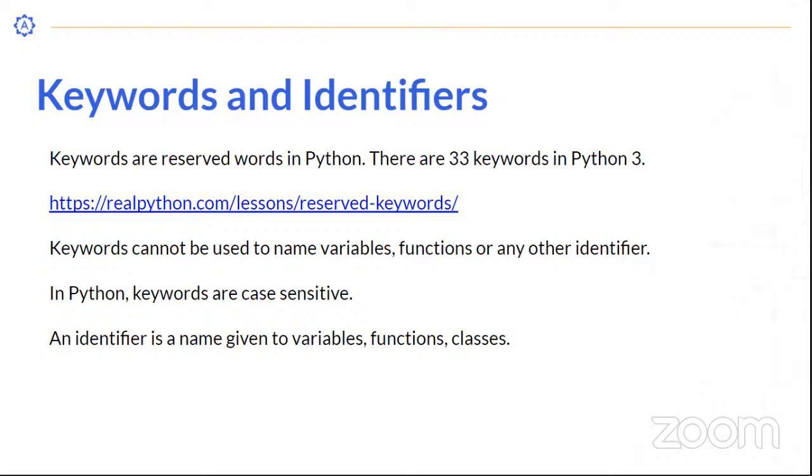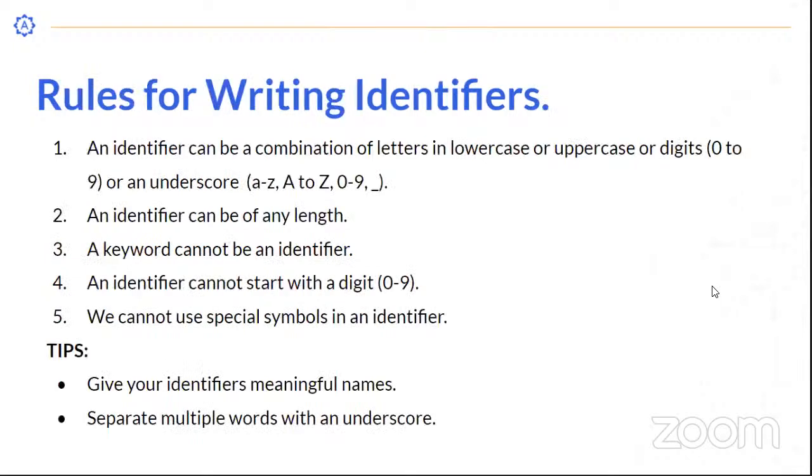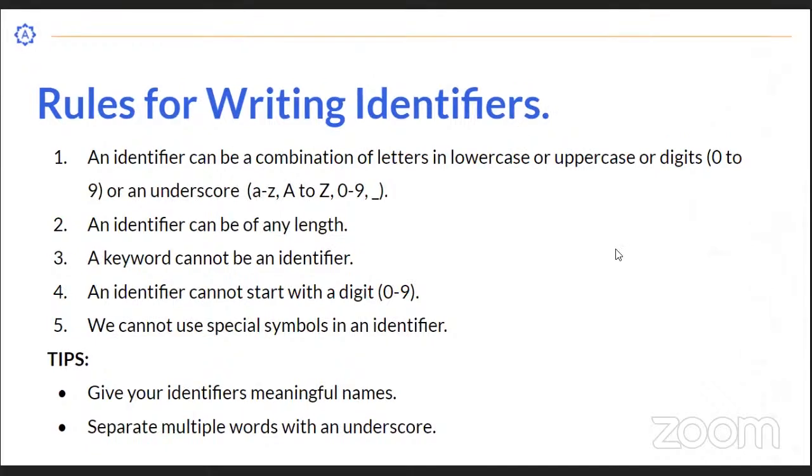Let me just go through the rules for naming identifiers first. The first one is that identifiers can have any length. We can have any length of characters for identifiers. It can be a combination of letters in lowercase, uppercase, or digits, or an underscore. You can combine any of these. However, our identifier cannot start with a digit. We cannot use special symbols in an identifier. And like I said before, a keyword cannot be an identifier.